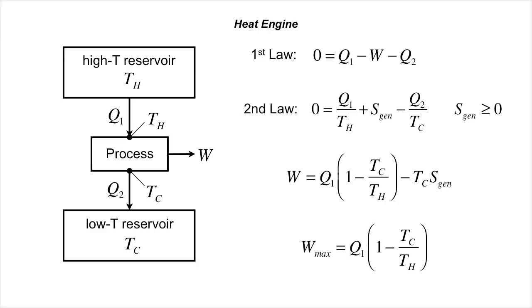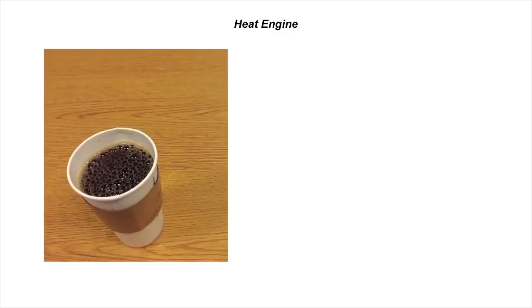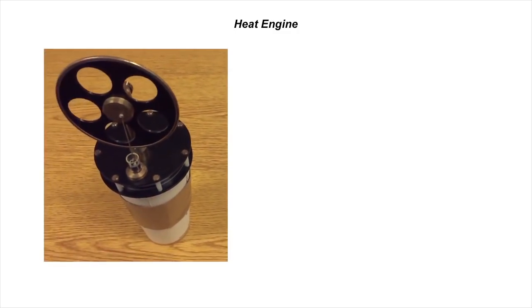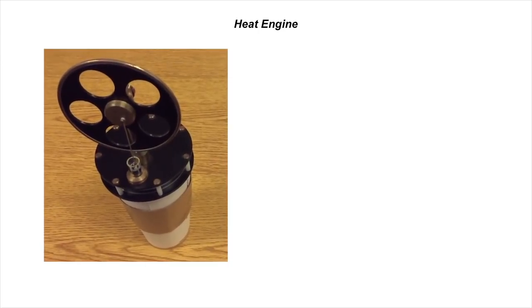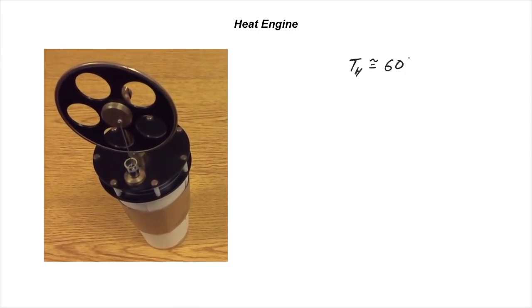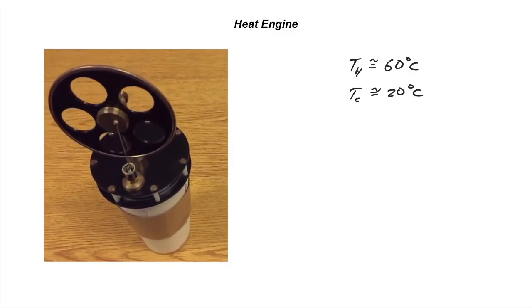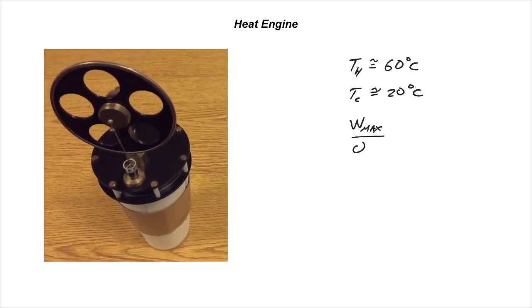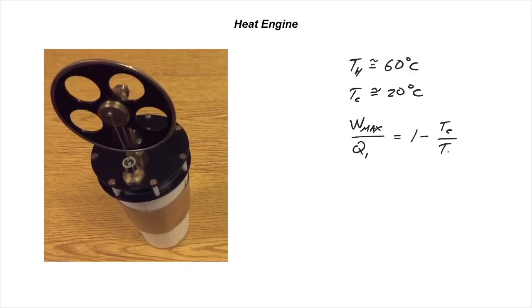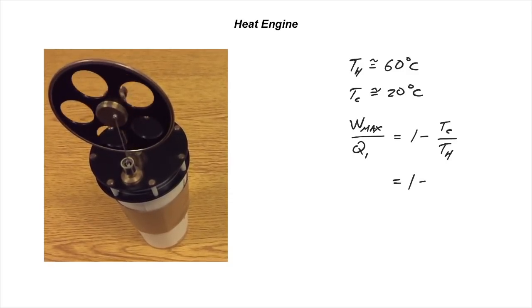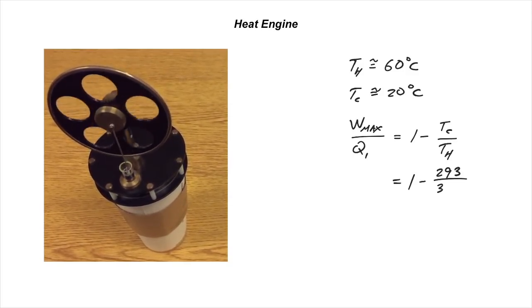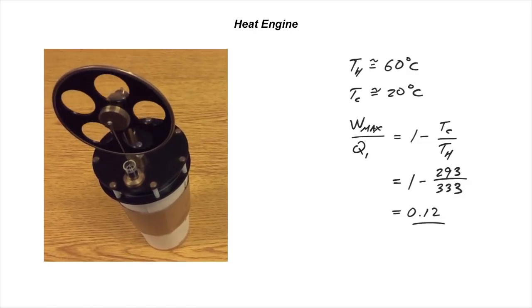Thus, even if we have a very high temperature source, we also need a low temperature sink to make any use out of it. To take a specific example, the Stirling engine I showed you in episode A1 sat on top of a cup of coffee that was probably about 60 degrees C. Assuming an ambient temperature of 20 degrees C, the ratio of the maximum possible work divided by the heat flow from the coffee is 1 minus 293 over 333, which is 0.12.